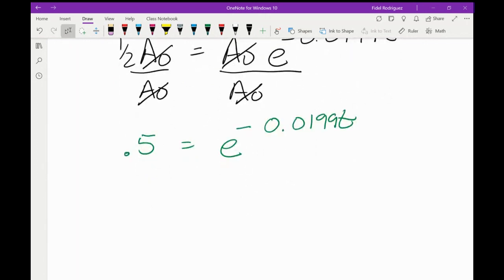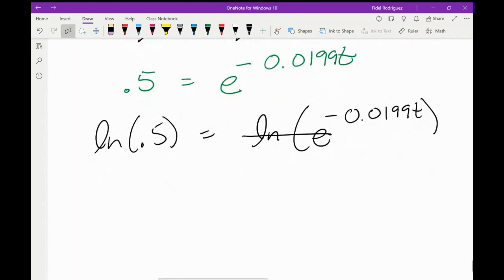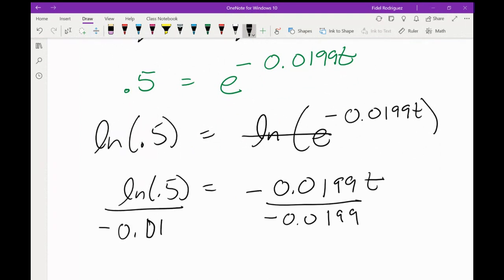So we can say, look, how do I solve this now? We're going to take the ln of 0.5 equals the ln of e to the power negative 0.0199t. And this ln and that e are going to cancel out. And I'm going to have the natural log of 0.5 equals negative 0.0199t. So when I divide by this negative 0.0199 on both sides, right?